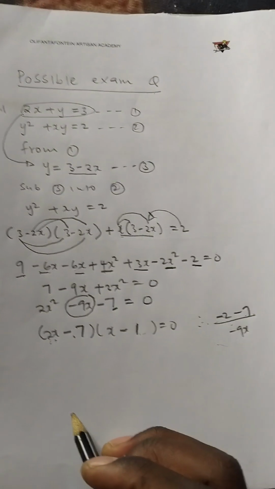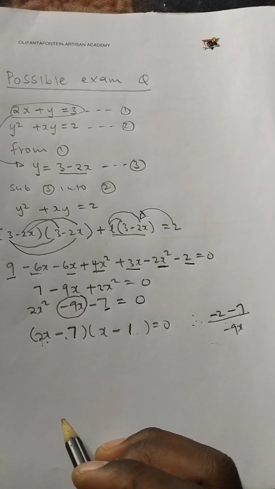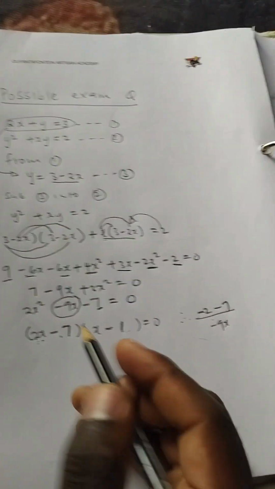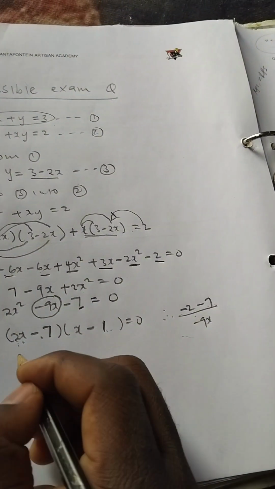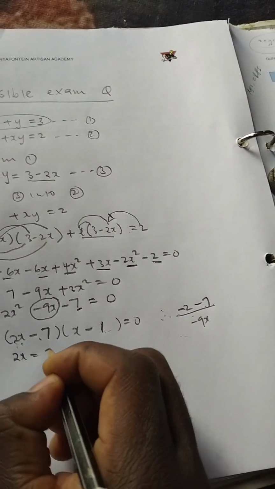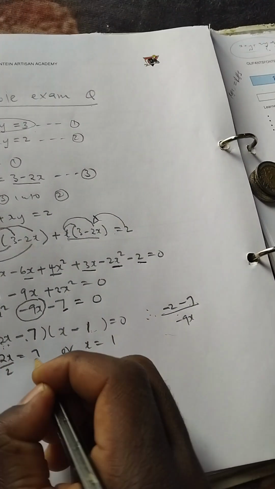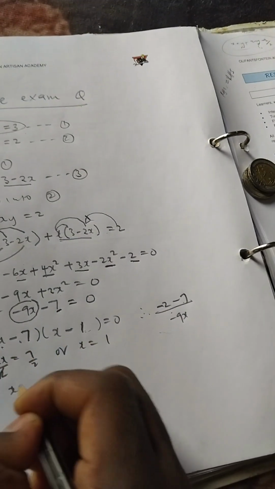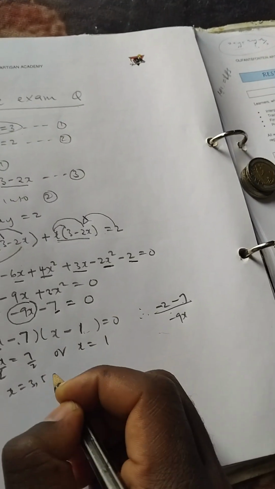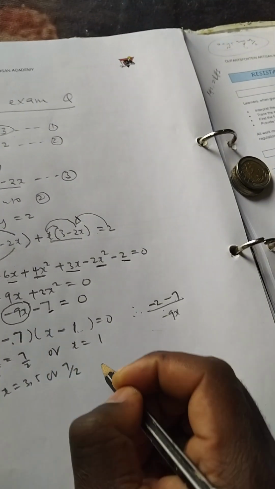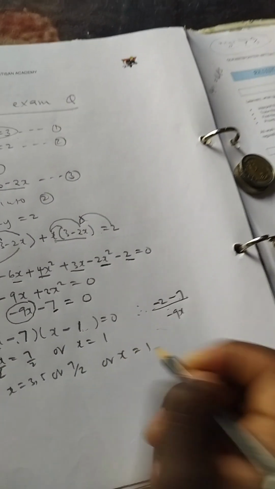Hope you're still following, guys. Please follow. Then from here, 2x is equal to 7, or x is equal to 1. So we divide by 2: x is equal to 3.5, or 7 over 2, or x is equal to 1.